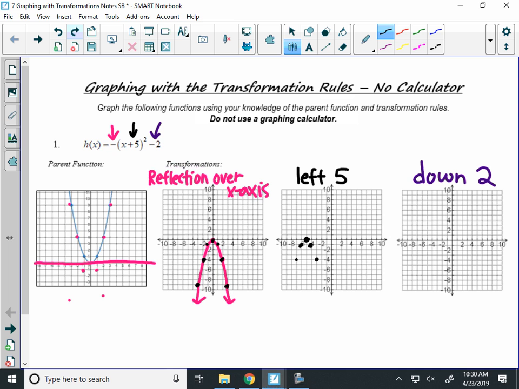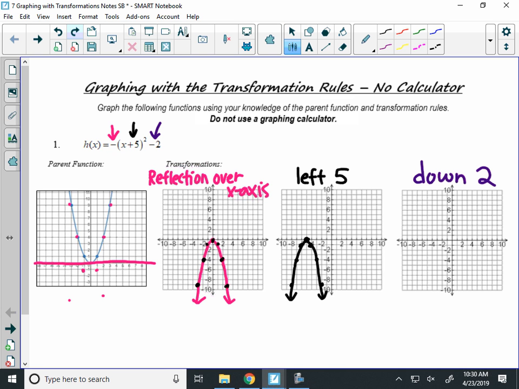Now I'm going a little faster because I'm using the pattern of the parent function. Out 1, down 1, out 2, down 4. But if you want to just translate each point one by one, you will end up with the same graph. So if you have to hit pause, go ahead and hit pause to do that.